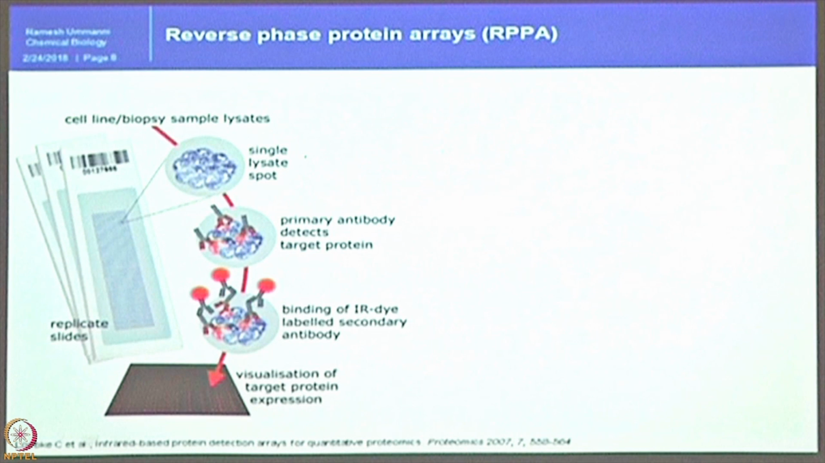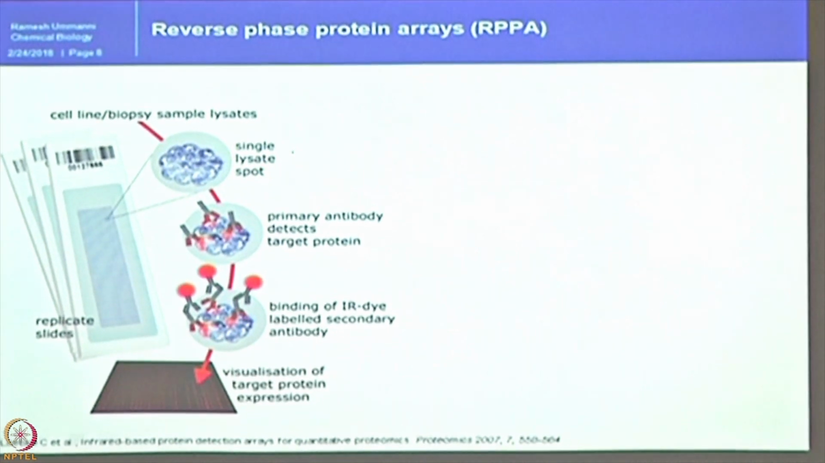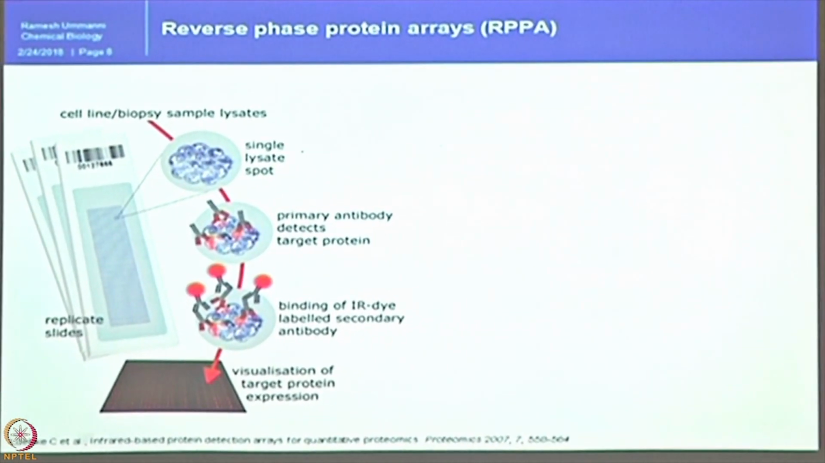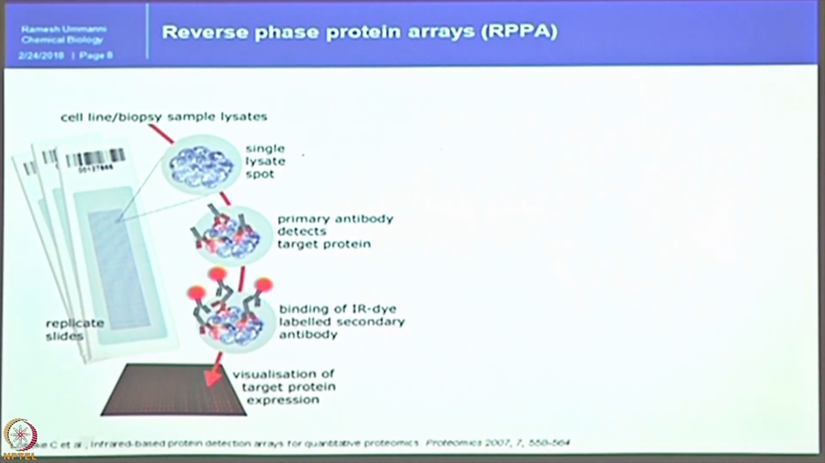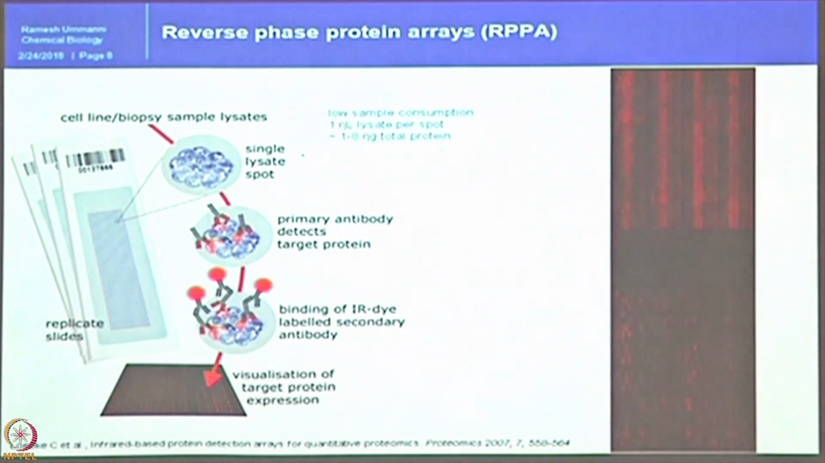challenges. This cartoon explains the spotting of the samples. It is a single lysate spot. That means if you have 1000 samples, you will have 1000 spots here. Each individual spot belongs to one sample, remember that, not one protein. That is where we always think that one spot will contain one protein. That is the forward approach. In the reverse approach, one spot will contain thousands of proteins from one sample. Once we spot it, we have a primary antibody to detect, and then visualization. After that the array gives this kind of data, and then we proceed to data analysis.